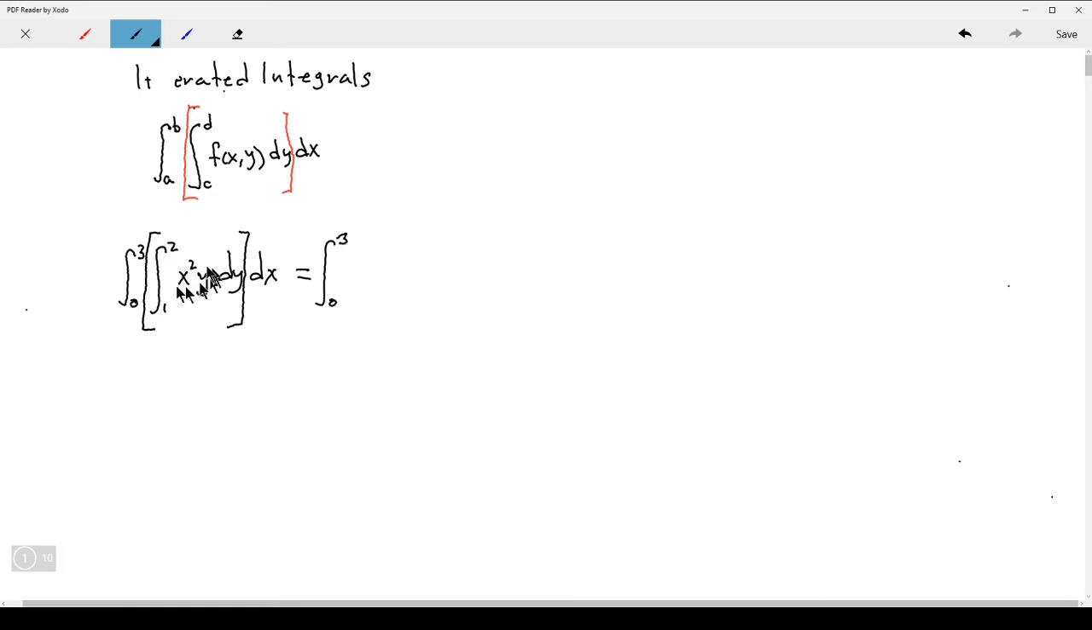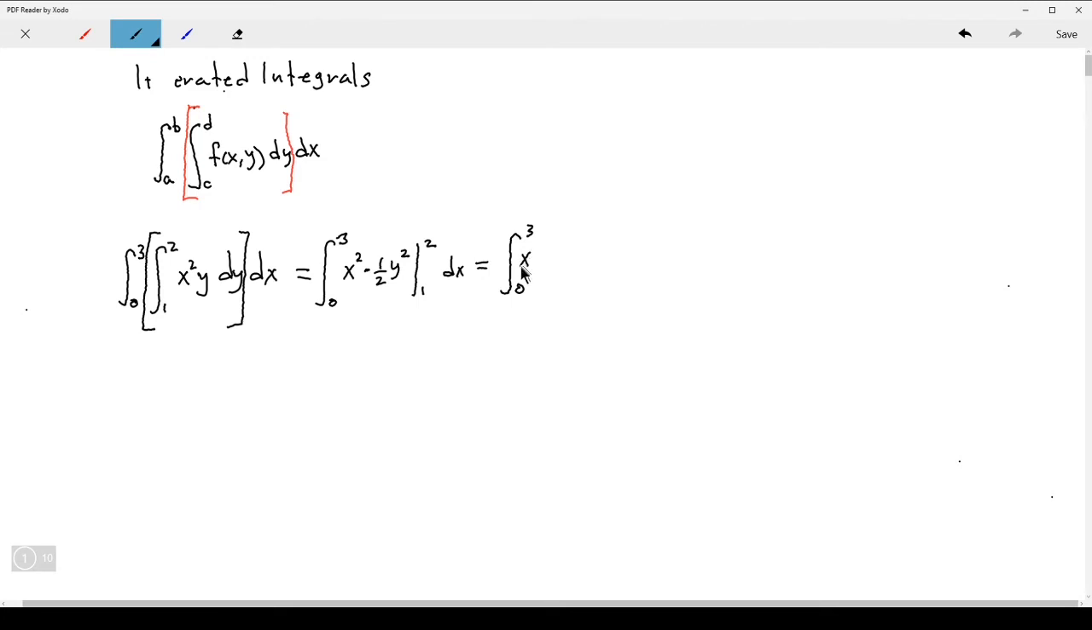So if x is a constant, this is going to be x squared, that's just a constant, times the antiderivative of y, which is going to be 1/2 y squared. Now again, we're evaluating this, right? This is a definite integral from 1 to 2, and then I've got the dx outside. So again, I still have to work inside. I have to evaluate my definite integral first. So I'm going to have 0 to 3. So I plug in the 2.